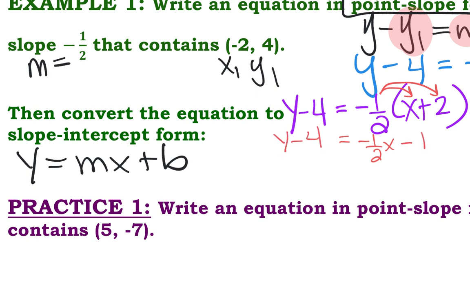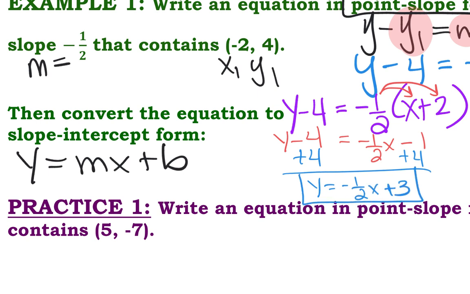So the last step I have to do is get rid of the 4. What do I want to do to get rid of the 4? Just add it. Am I going to add it to the half or to the 1? To the 1. So y equals -1/2 x plus 3. And that's your answer for the second part. So this one's slope intercept form.